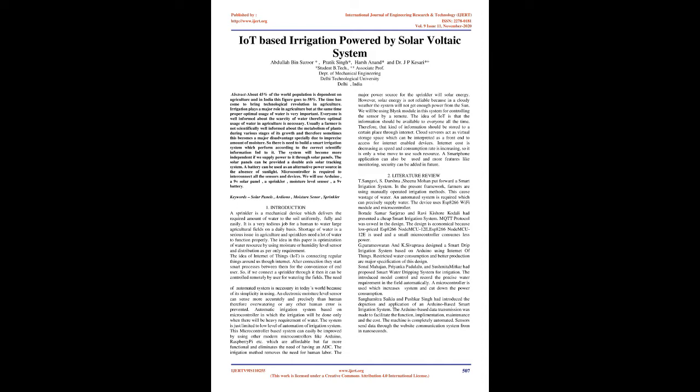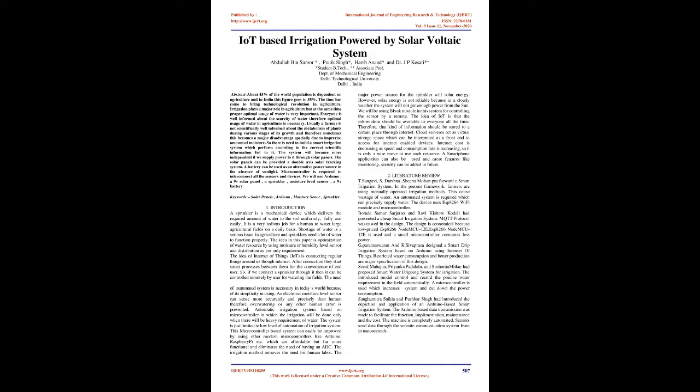The need of automated system is necessary in today's world because of its simplicity in using. An electronic moisture level sensor can sense more accurately and precisely than human, therefore overwatering or any other human error is prevented. Automatic irrigation system based on microcontroller, in which the irrigation will be done only when there will be heavy requirement of water. The system is just limited to low level of automation of irrigation system.